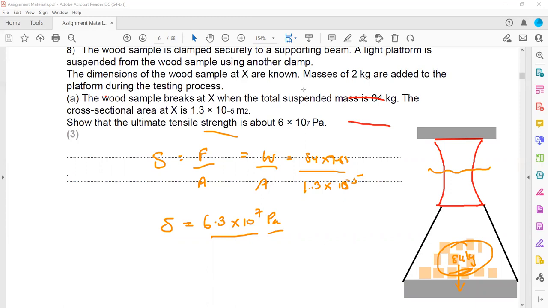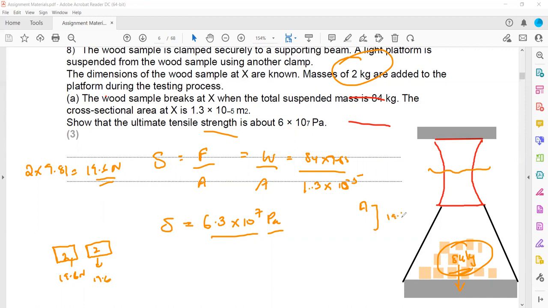Check in the question, every time we are adding 2 kilograms. So how much weight is added each time? 2 multiplied by 9.81, which is equal to 19.6. So every time we are increasing the load by a force of 19.6. When the first load is placed, it is 19.6. Then we add another load of 2 kilograms, and that also increases by 19.6. The difference between the two values is 19.6, and so on for the third load.